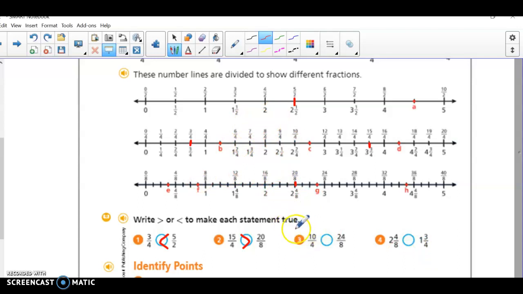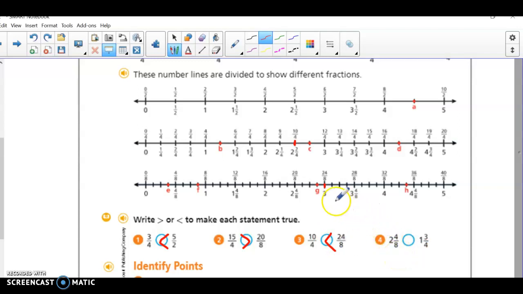Pause it now. Okay. For number 3, what you should have found is, as you're looking for 10/4, we're in our fourths here, and I see 10/4 right here, right? And then I see 24/8 right here. And so these are pretty close, but 24/8 is slightly further away from 0 than 10/4 is. So 24/8 is larger.